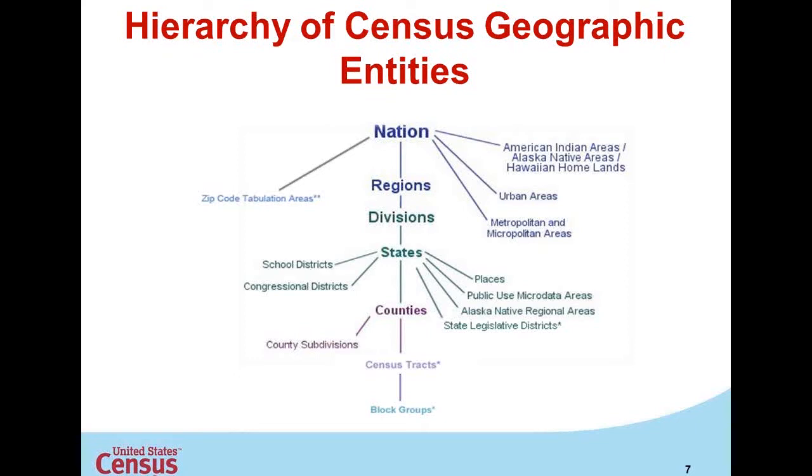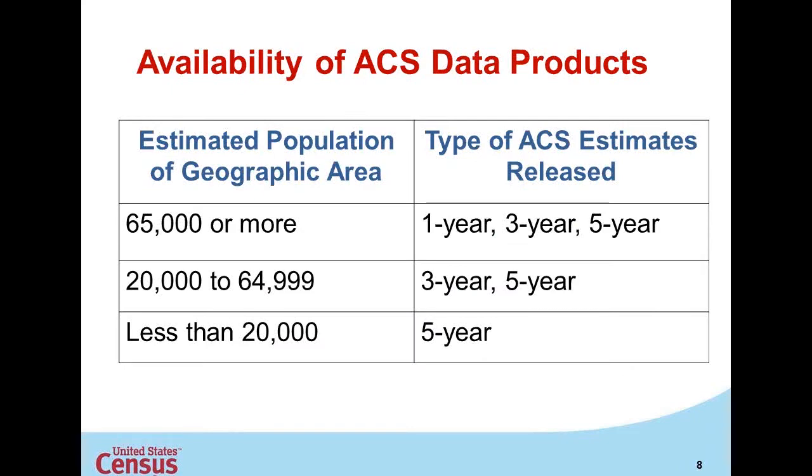Also, to either side of the central axis are geographic areas that do not nest within the levels of the geographic hierarchy below where the line connects them to the central axis. For instance, a place boundary, seen on the right side, connecting to state, may split a block group, a tract, or a county, but will never cross a state boundary. A zip code tabulation area, as seen on the top left, may cross all other geographic boundaries below this level of the nation.